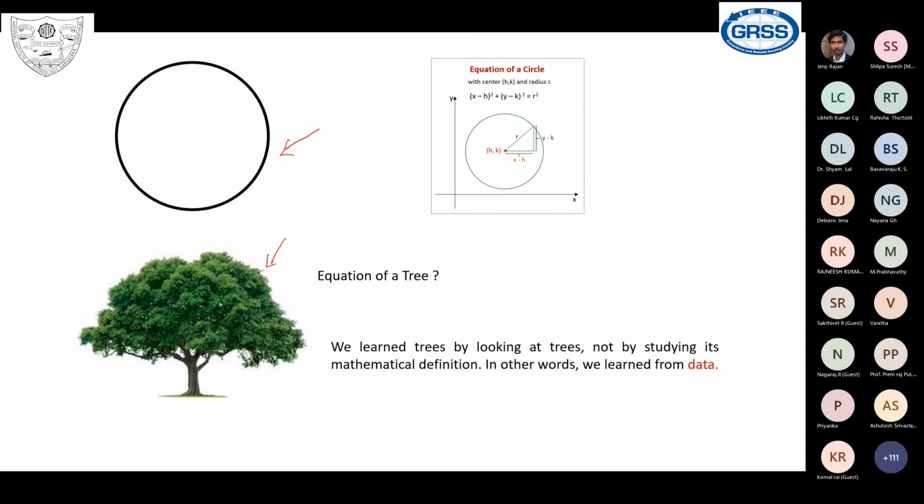We have to provide a training data set, sir. Yes, that is a data set, but what about the algorithm? Classification. Sorry? CNN.